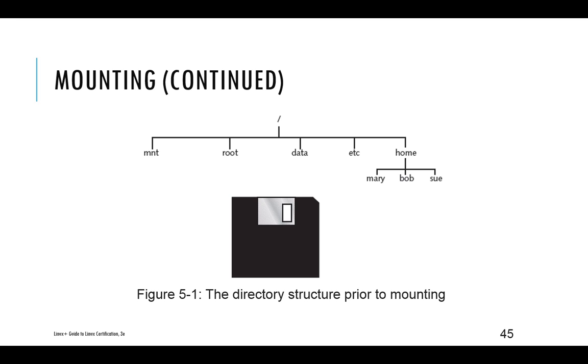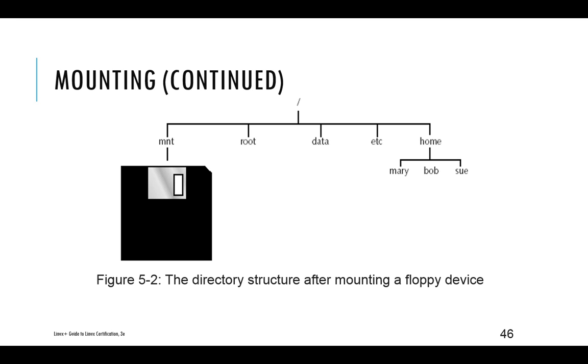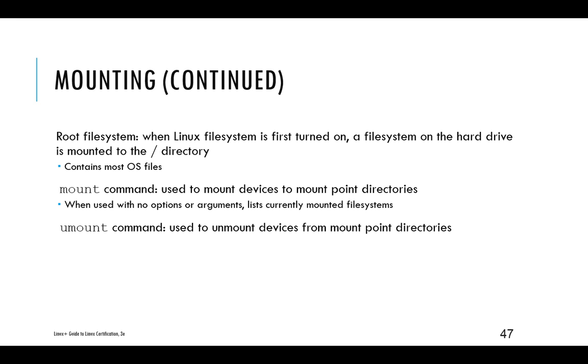The directory structure prior to mounting anything, you're going to have your mount, you'll have a root, you'll have a data, you'll have an etc, and you'll have a home. If I mount this floppy disk, it's going to come underneath mount, right? Because I'm mounting it. All you have to do is say mount space and what you're mounting: FD0, FD1, HD1, or HDA, HDB. You have to be in the mount directory, right? That's where it mounts it, yes.